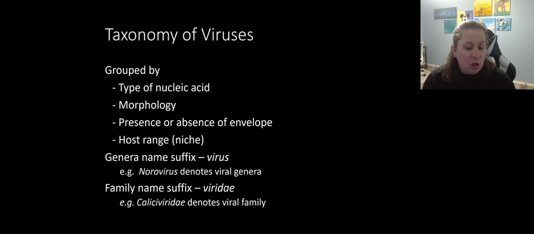And their host range. Who do they infect? Do they only infect humans? Do they infect humans and, say, pigs, or do they infect humans and monkeys? Their host range is important.